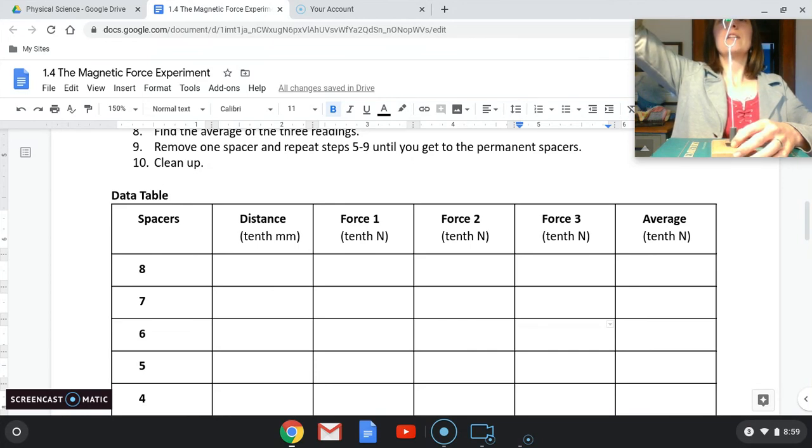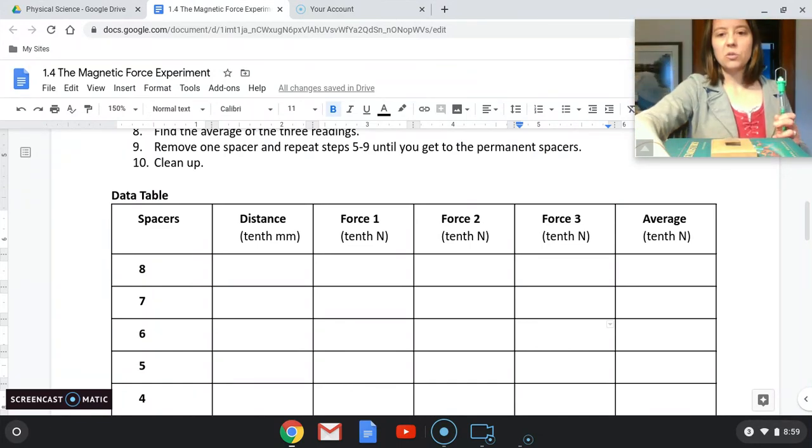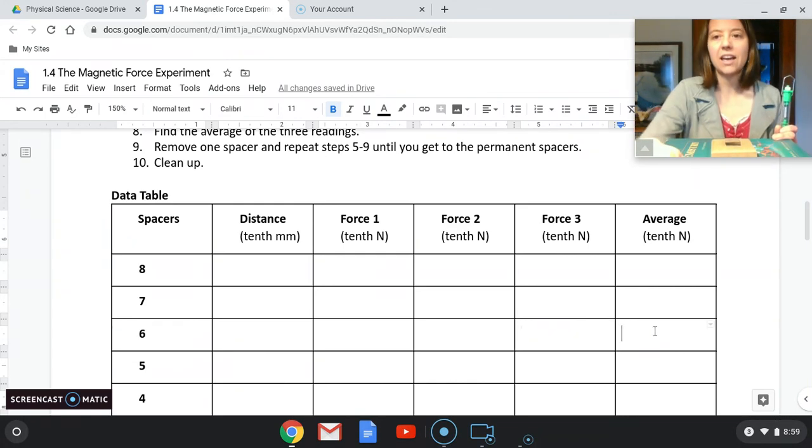And force 3, 0.4, 0.5, 0.6, 0.7, 0.8. Ooh, let's try that one again. I didn't quite get it. 0.5, 0.6, 0.7, 0.8. Yep, that was 0.8 newtons. So now for the average, you might need to get a calculator or find the calculator on your Chromebook. 0.9, 0.9, 0.8. Add those all up together and divide by 3. And then put your average to the nearest tenth and make sure to write newtons.